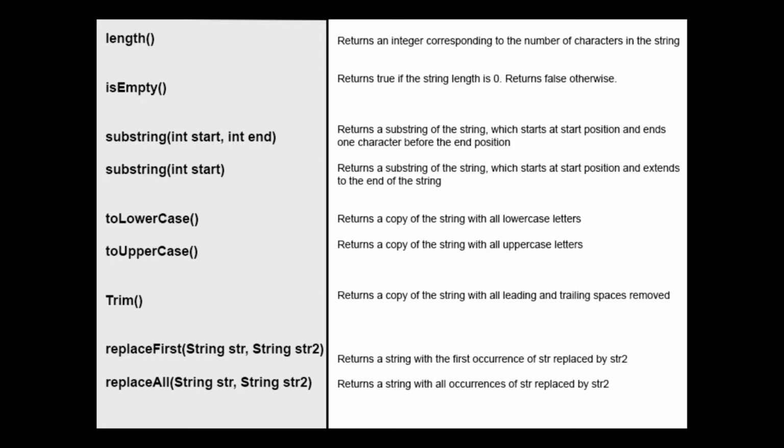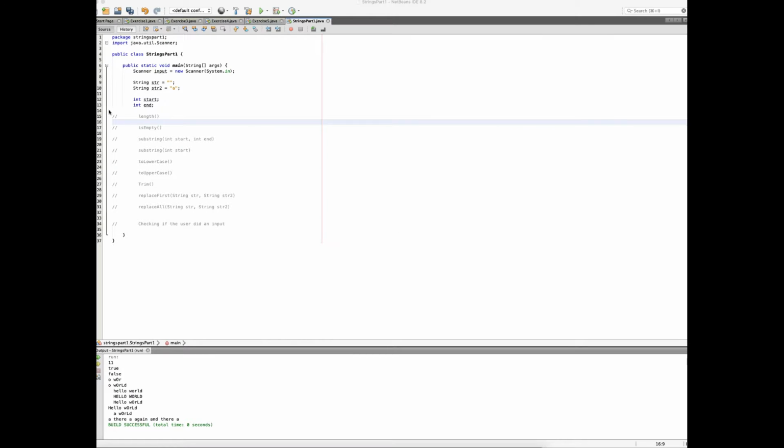Then we have methods that return a string. We have replaceFirst, which returns a string with the first occurrence of str replaced by str2, which is string 1 replaced by string 2. Next, we have replaceAll, which is similar. It replaces every single occurrence of str with str2. So let's dive into these examples.